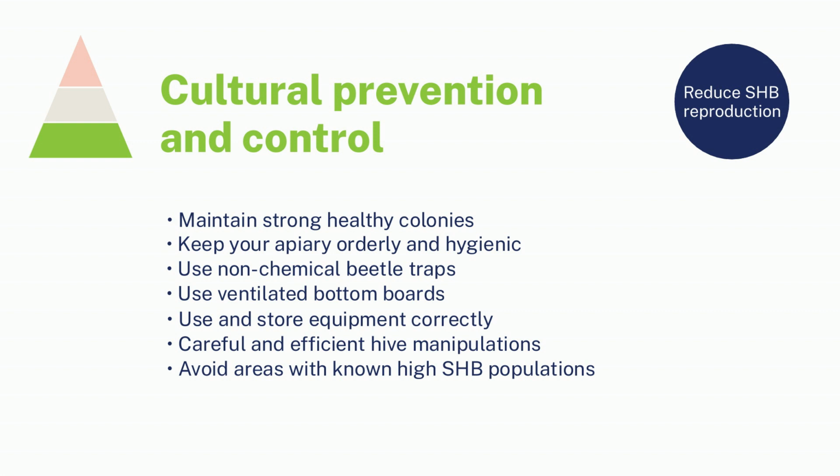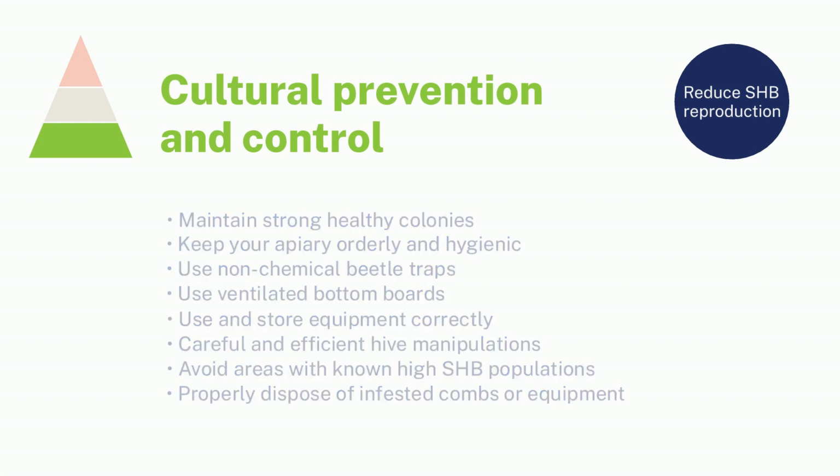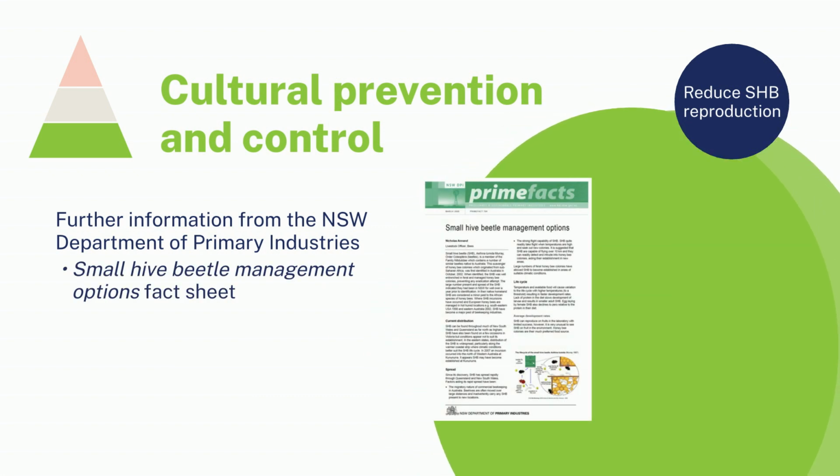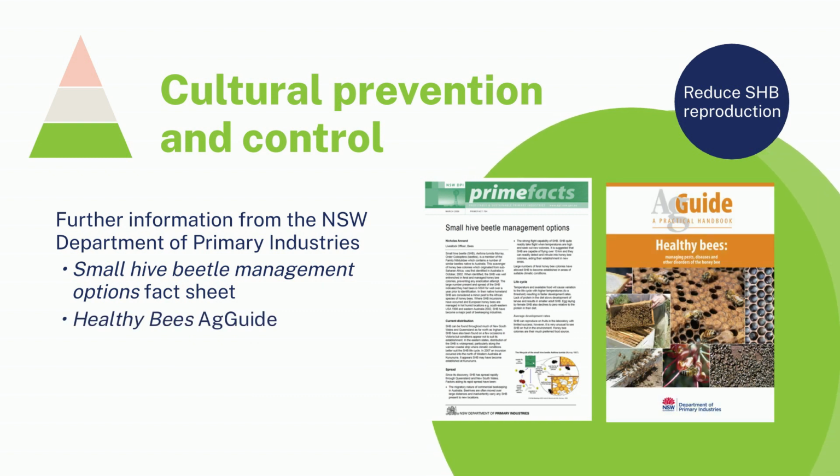Avoiding areas of known high small hive beetle populations during high-risk times, such as in hot, humid conditions, and appropriately disposing of combs or equipment previously heavily infested with small hive beetle larvae because it repels honeybees and attracts more small hive beetle. For full details on cultural control methods, search for New South Wales DPI's Small Hive Beetle Management Options Fact Sheet or the Ag Guidebook Healthy Bees.